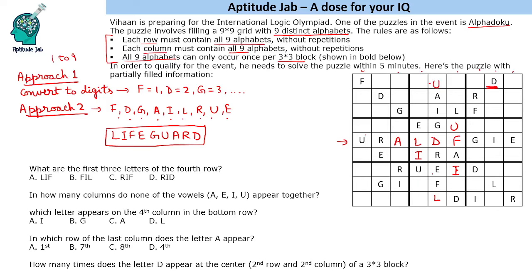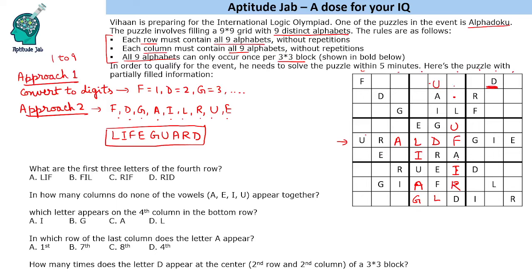Then we have G, U is there, A, R. So we need to fill G, A, R in these three. G is present here, so G will come here. We have A and R. A is present here. R will come here and A will come here. So we have filled these also.